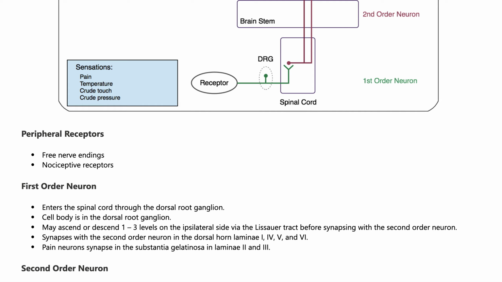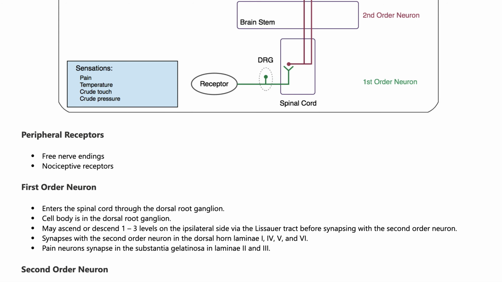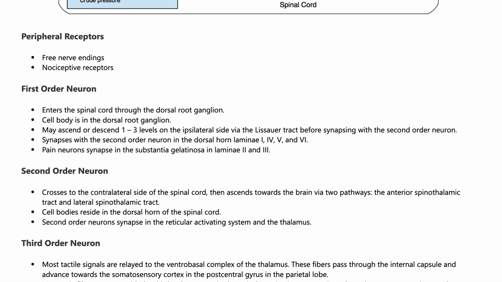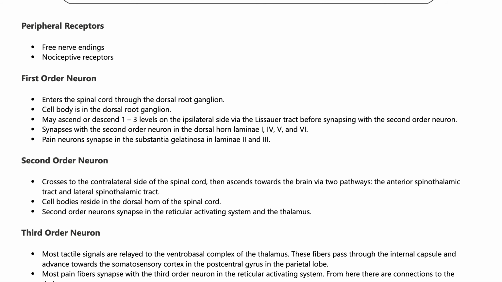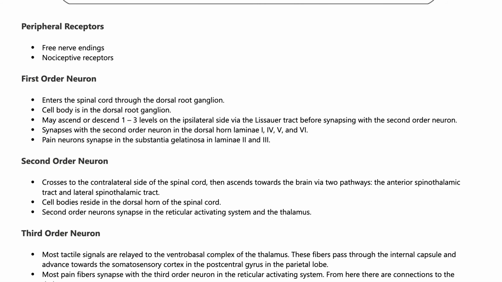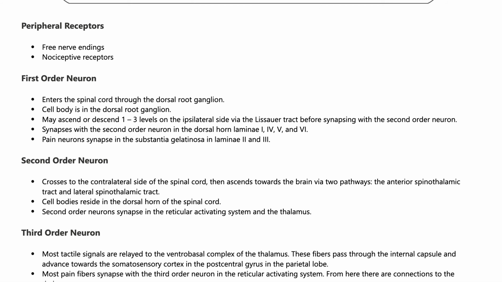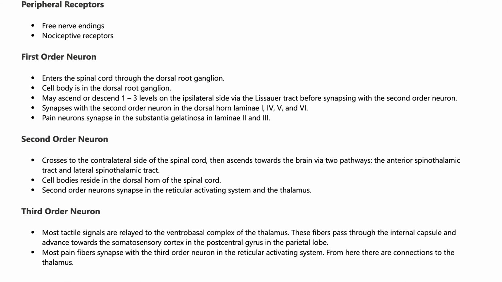So again, the first order neuron synapses with the second order neuron in the dorsal horn laminae 1, 4, 5, and 6. And pain neurons synapse in the substantia gelatinosa and lamina 2 and 3. Regarding the second order neuron, it crosses to the contralateral side of the spinal cord and ascends towards the brain via two pathways, the anterior spinothalamic tract and the lateral spinothalamic tract. Cell bodies reside in the dorsal horn of the spinal cord. Second-order neurons synapse in the reticular activating system, which is the RAS, and the thalamus.